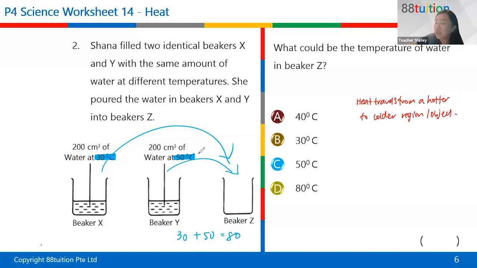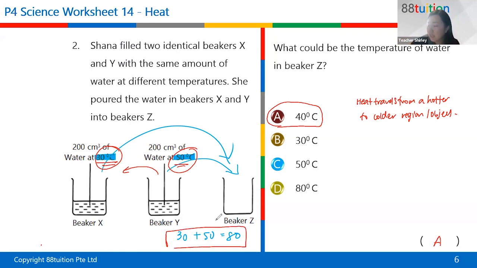So in this case, which one is hotter? Beaker Y is hotter, right? It's 50 degrees. Beaker X is only 30 degrees. So the heat will transfer to this side, which means 30 and 50, it will be in between. It will come to an equilibrium. It will come to a balanced temperature. So between 30 and 50, the average is 40. So the answer is A. It's definitely not 30 plus 50. This is wrong. It will not get hotter. It will just come to an equilibrium whereby they reach a common temperature.